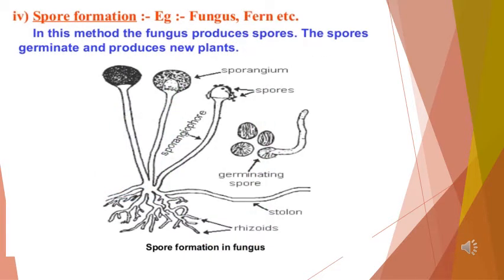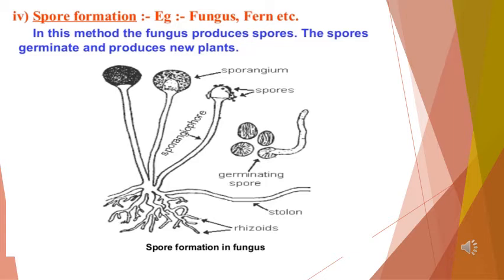The next asexual reproduction method that we will study is spore formation. Spores are reproductive structures which help to protect the plant during extreme conditions. So if there is extreme winter, extreme rain or extreme temperature, then these spores will act as a shield. So in this method, fungus produces spores and these spores will germinate to produce new plants.